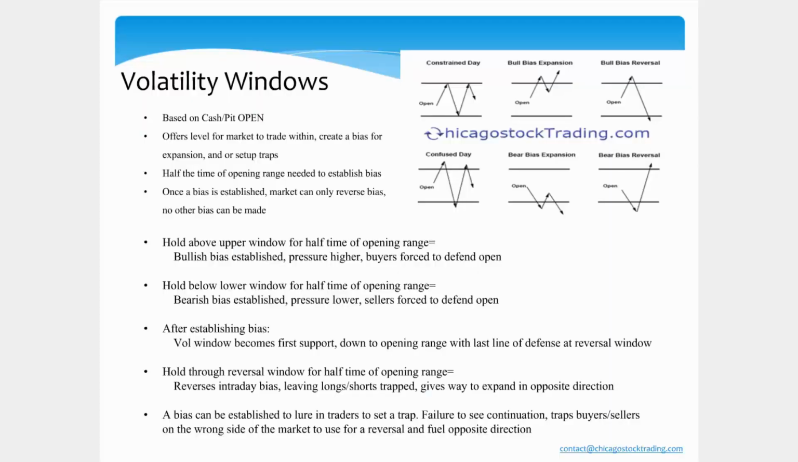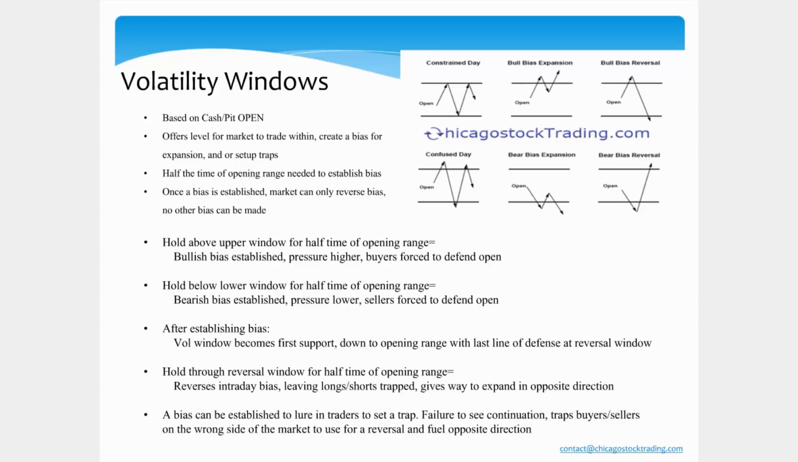Now going to volatility windows, these are only for the cash trading session. So it's based off of the opening range. And volatility windows offer a level for the market to trade within and create a bias for an expansion or set a trap, like what we had today. Half of the time of the opening range is needed to establish a bias. Once a bias is established, the market can only reverse the bias. No other bias can be made.